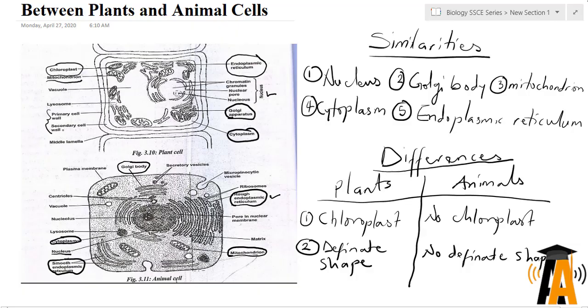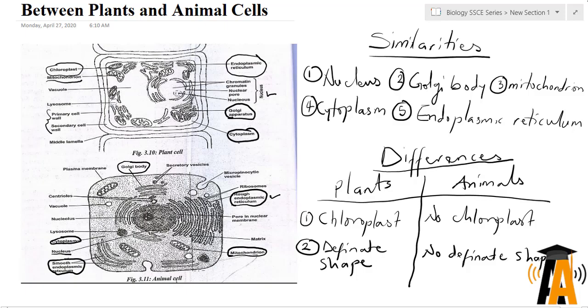Now how about the primary cell wall and the secondary cell wall, which help it to have a definite shape. But if you look at the animal cell, it doesn't have that. It only has the plasma membrane, which is the cell membrane, which plant cells also have. This cell membrane is quite flexible and permeable. It's not as solid as the cell wall in plants. Therefore, plants have a definite shape, while animal cells' shapes are not definite.